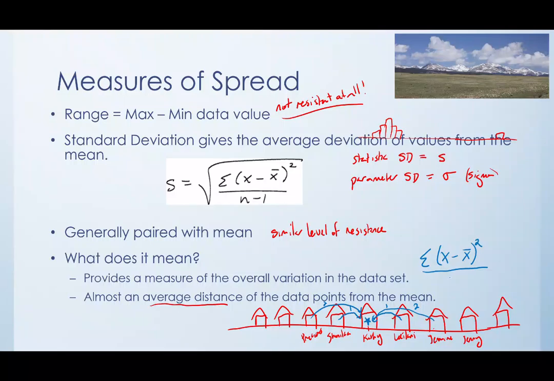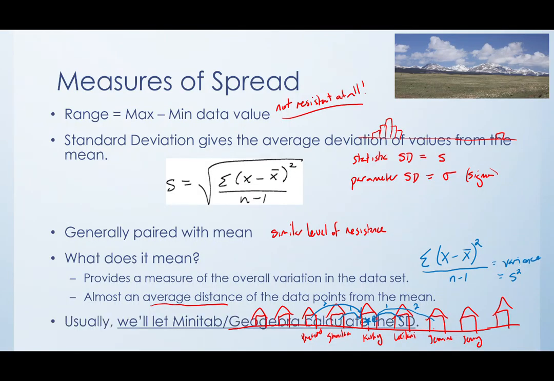All right. Now, if we stop here, this is the variance. I don't like it very much, which we use either S squared for statistics or sigma squared. And then to get the standard deviation, we just take the square root. Okay. So like I said, we're going to let Minitab and GeoGebra do that.